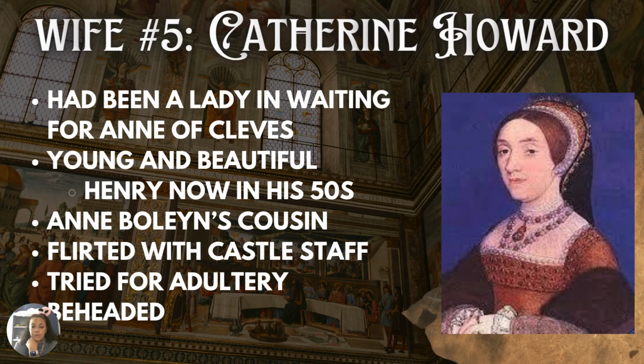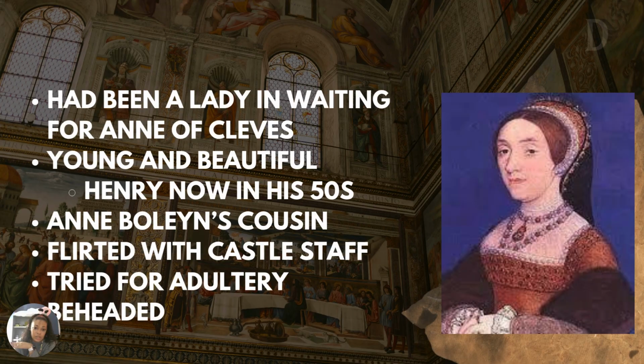So her and her cousin, Anne Boleyn and Catherine, both get tried for having affairs. They were both young and beautiful. So there's all these young, other strong knights and guards. And supposedly they got caught up mixing up with them. And he cuts her head off too.